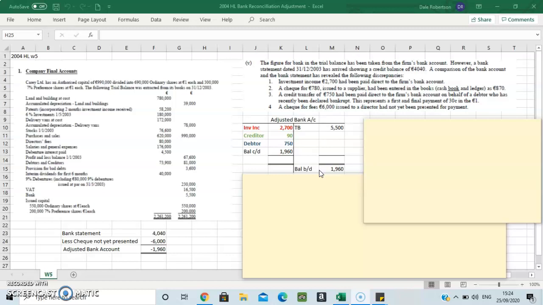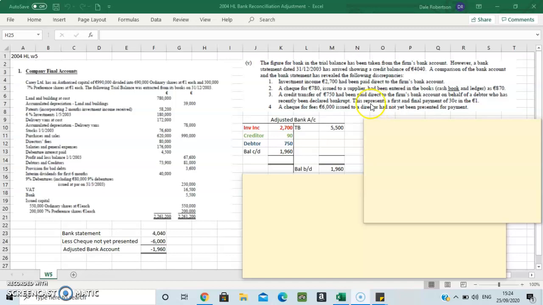Now is that 1,960 in keeping with what the bank say we should have? Well, not exactly, because the bank think that we have a positive balance of 4,040. But if we look at the fourth entry here, this is going to help us to establish that. Down here, I've put the fact that we have a bank statement with a positive 4,040, but there is a check for fees of 6,000 issued to a director that has not yet been presented for payment. We have written a check, and therefore we've recorded it in our bank account because we were aware of this. We've given it to a director for 6,000. As of yet, that person has not gone to the bank to cash it in. It's sitting in his house.